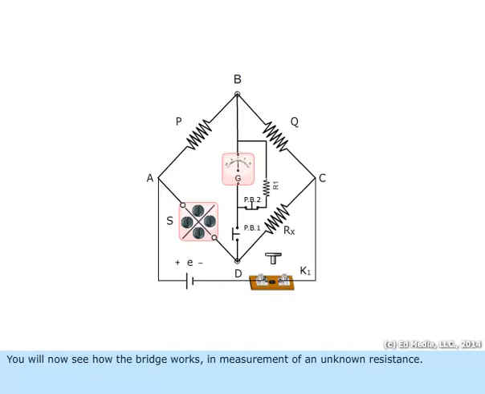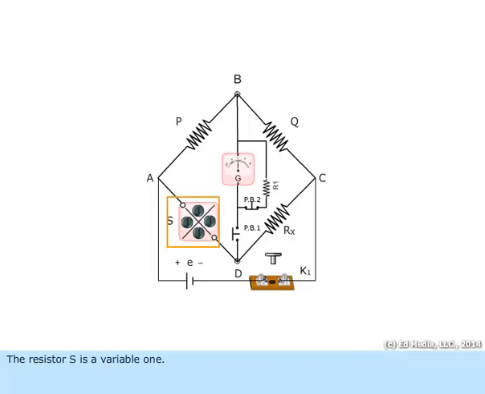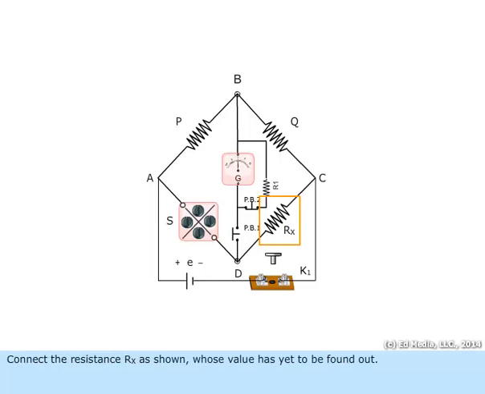You will now see how the bridge works in measurement of an unknown resistance. The values of P and Q are precisely known, but they do not need to be identical. The resistor S is a variable one. Connect the resistance Rx as shown, whose value has yet to be found out.